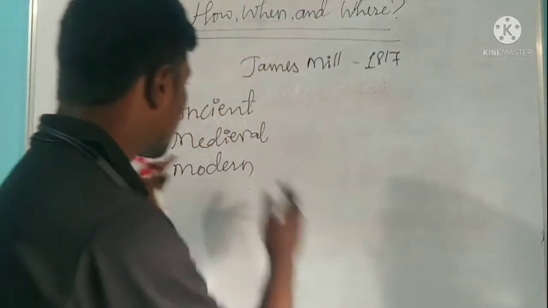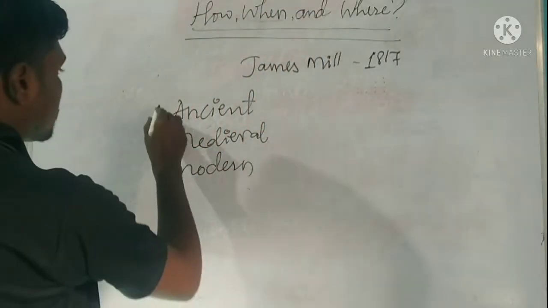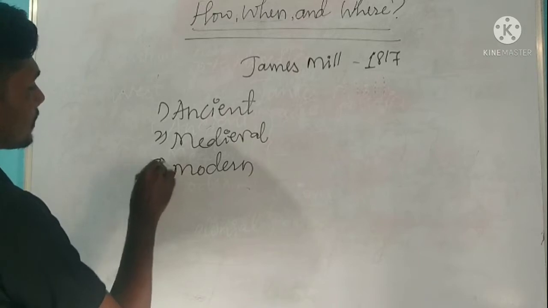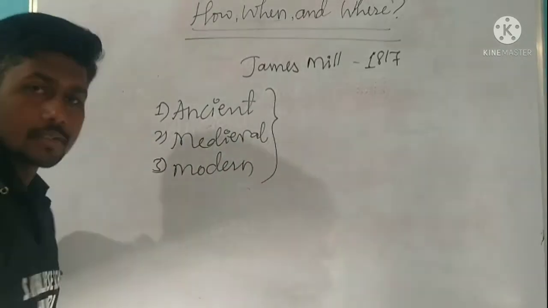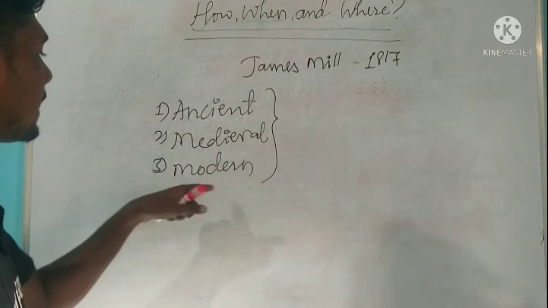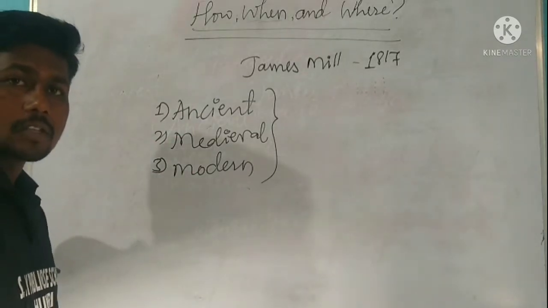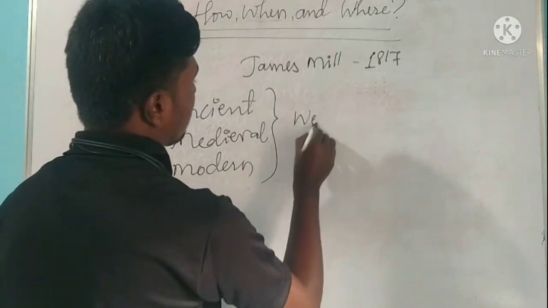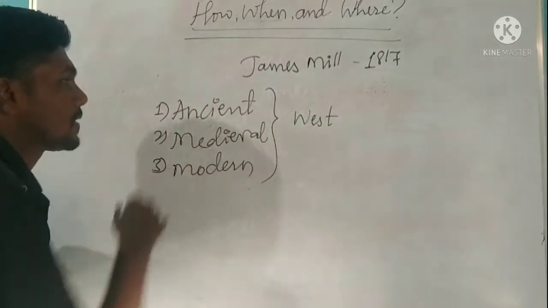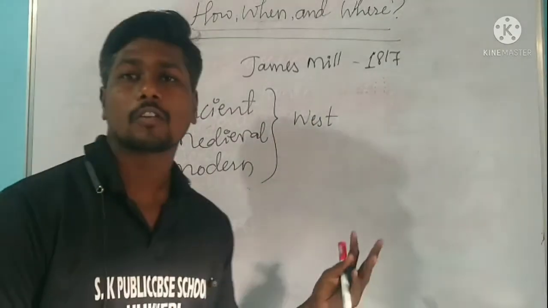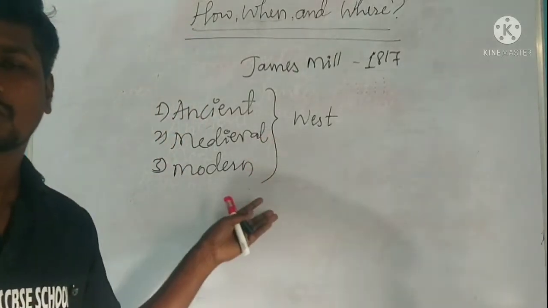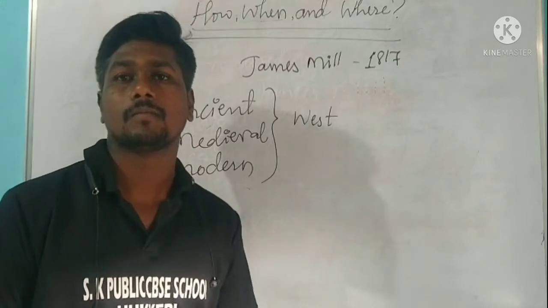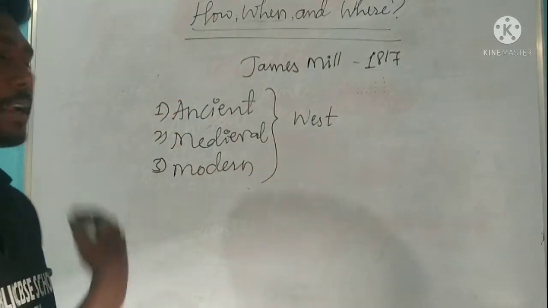But this too has a problem. Then what was that problem? First one, dividing the history into ancient, medieval and modern was borrowed from the West. I mean, it is copied. This type of division of history was copied or borrowed from the West, I mean Europe. This is the first problem we can find here.